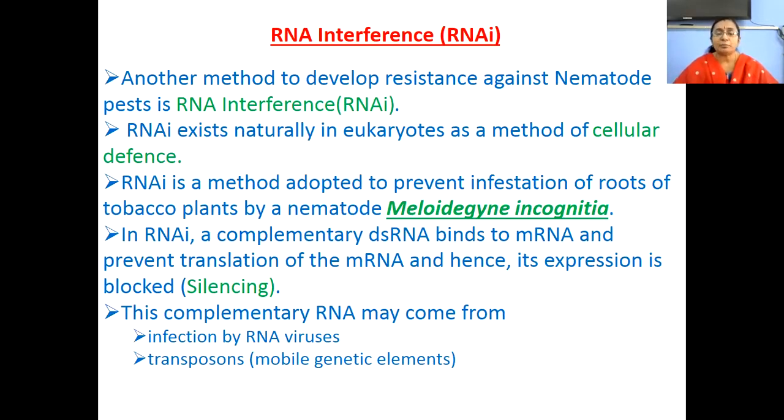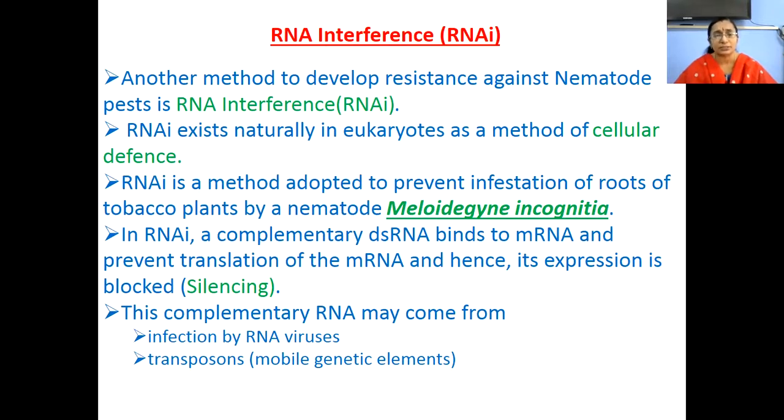Now another example of producing pest resistant plants is producing plants resistant against nematode pests. Nematode pests are also a big infestation and they reduce the productivity of farmers. Especially if you take tobacco farmers, it is a very important cash crop for them, but there are some nematodes which will destroy their produce. One of them is Meloidogyne incognita, which is a nematode that infests the roots of tobacco plants.